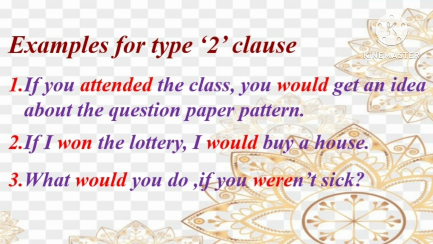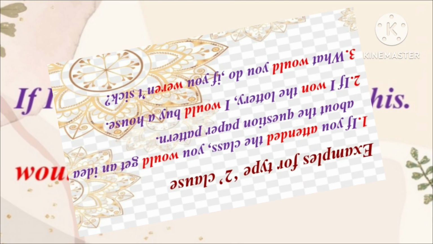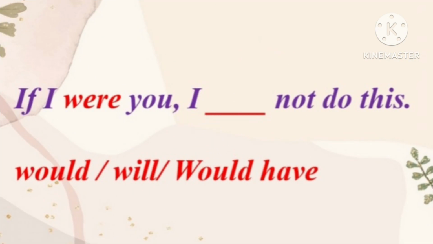Let's see the next example with options. If I were you, I dash not do this. Were is in simple past tense. The options are would, will, would have. I think were is simple past tense. That's why I go with would. If I were you, I would not. I would not do this.